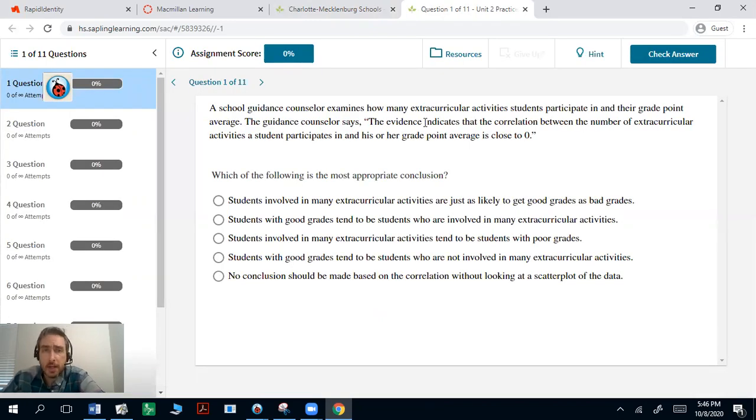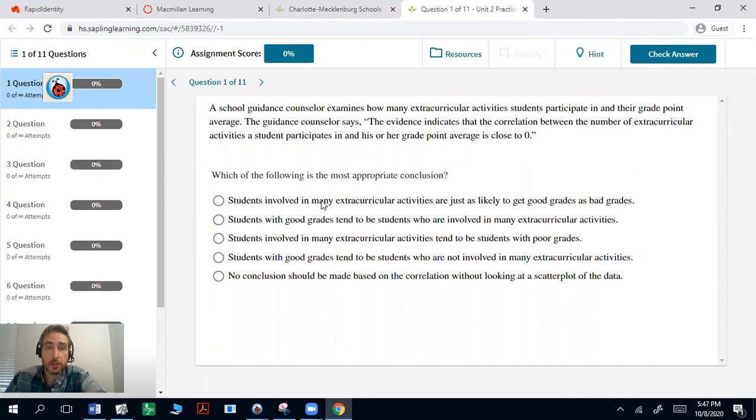Question 1. A school guidance counselor examines how many extracurricular activities students participate in and their grade point average. The guidance counselor says, the evidence indicates that the correlation between the number of extracurricular activities a student participates in and his or her grade point average is close to 0. Which of the following is the most appropriate conclusion?